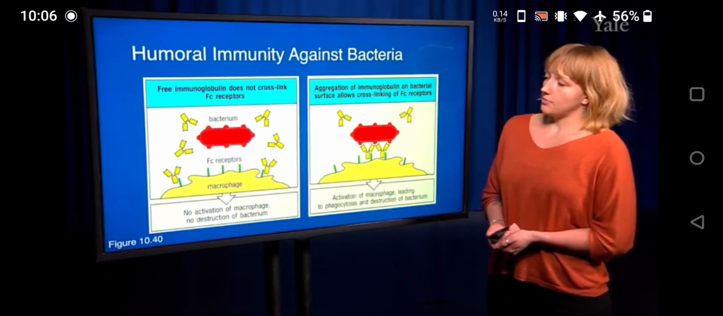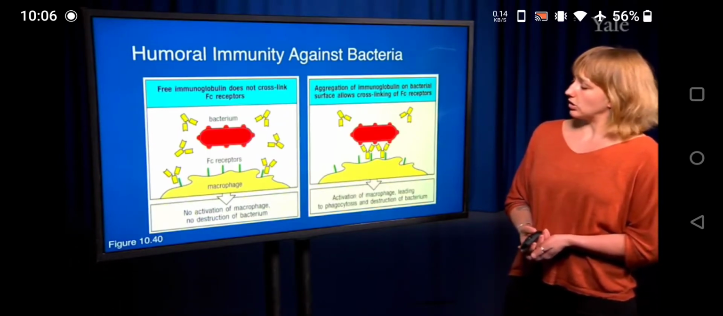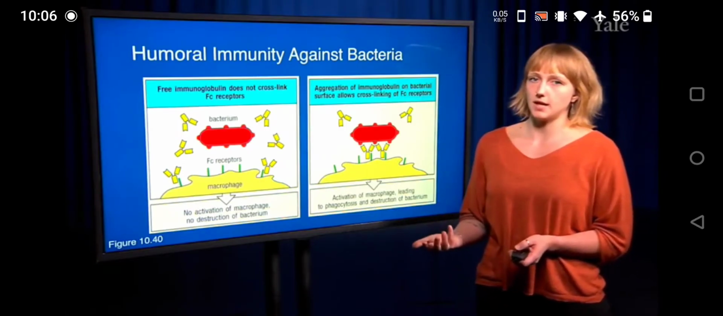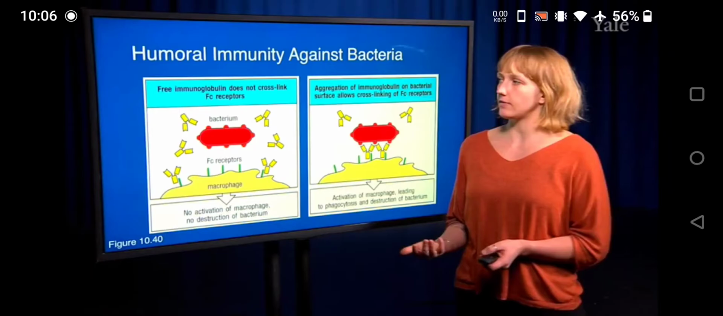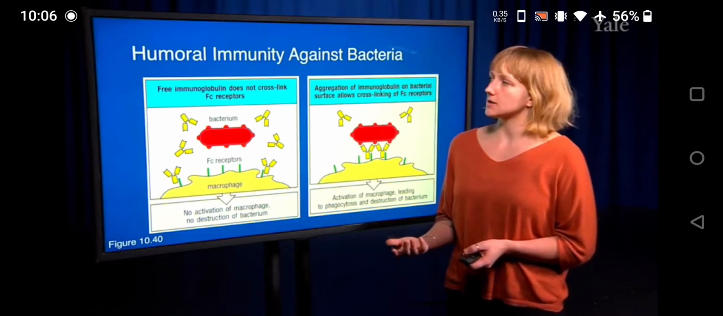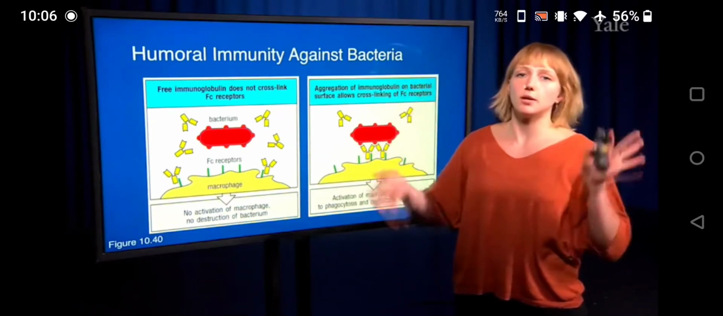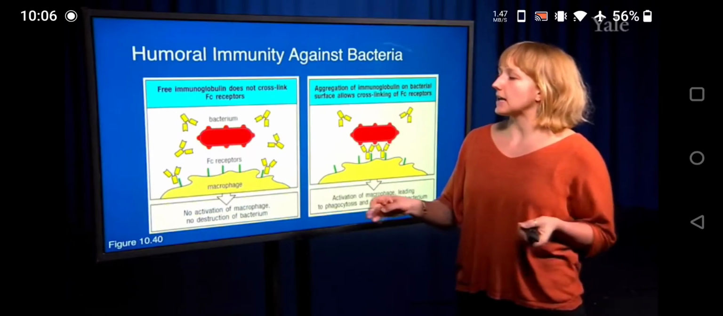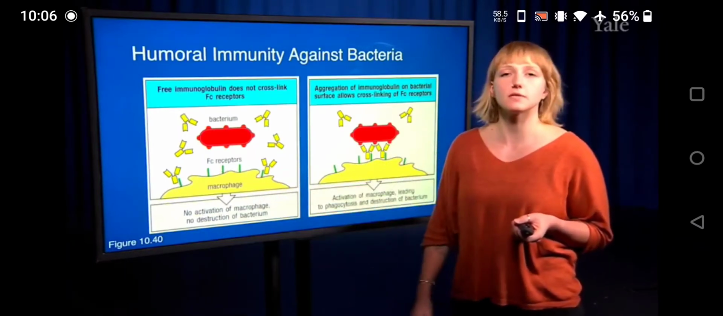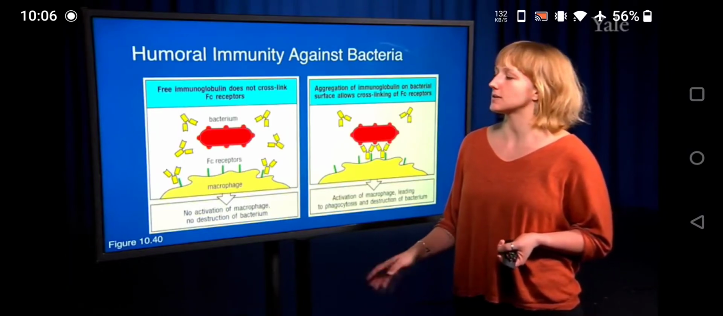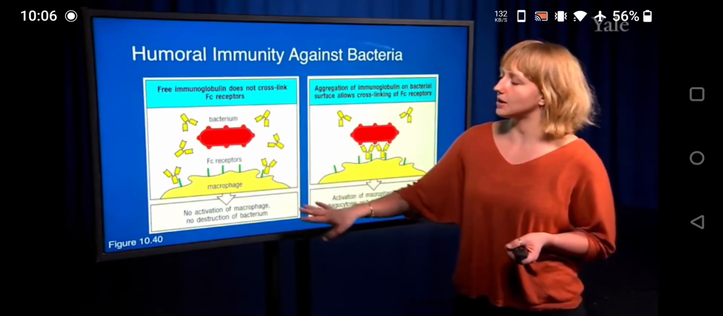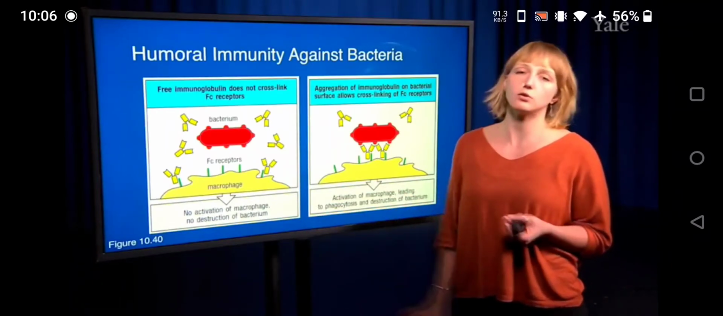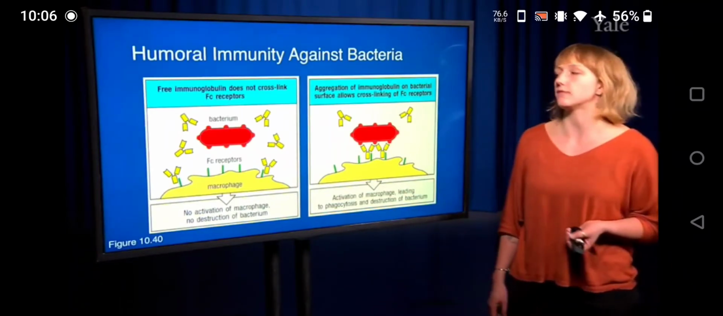In addition, the presence of antibodies on bacteria is critical in leading to a more robust activation of macrophages. Free immunoglobulins that are just swimming around in the blood or in the tissue can't cross-link the Fc receptors for which they're specific to activate macrophages. So here you can see that this free antibody doesn't lead to the activation of the macrophage nor the destruction of the bacterium for which it is specific.